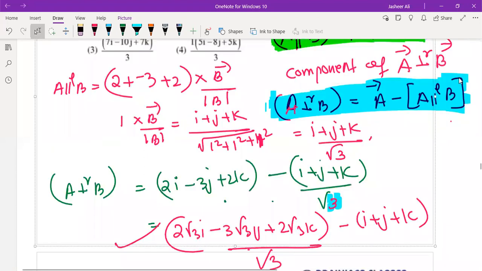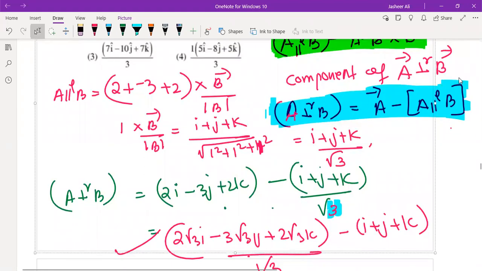അതിൽ കൊടുത്തിരിക്കുന്നത് answer is not correct. So 2 root 3 I minus 3 root 3 J into 2 root 3 K, അതാണ് ഇതിന്റെ correct answer. Any doubt? ഈ രണ്ട് formula you have to remember. If no doubt, I'll go to the next one.